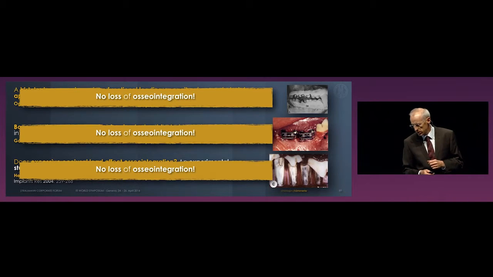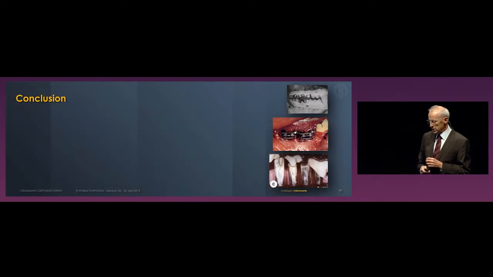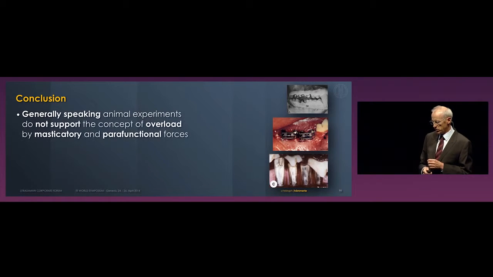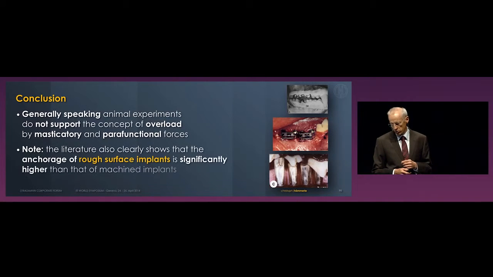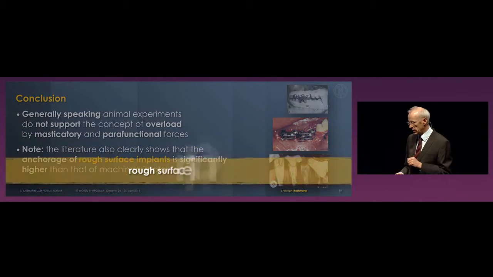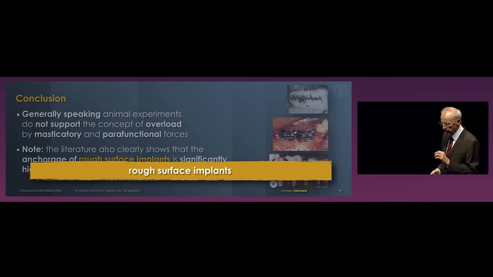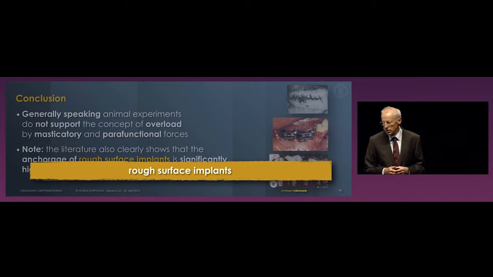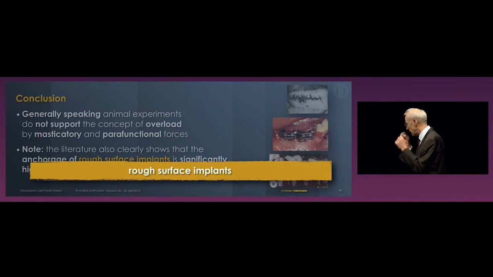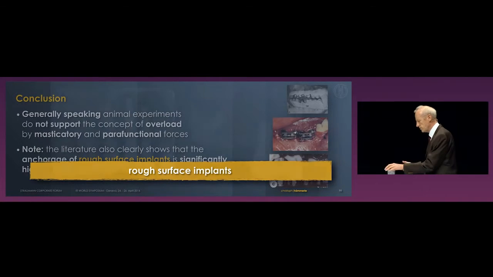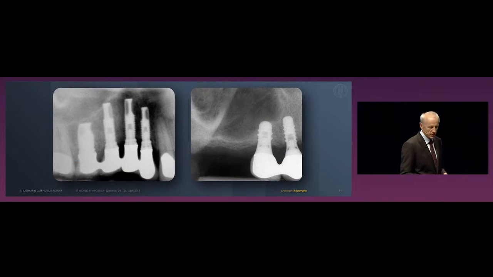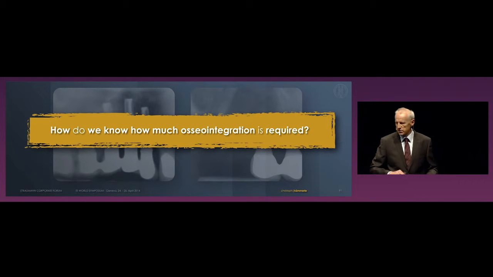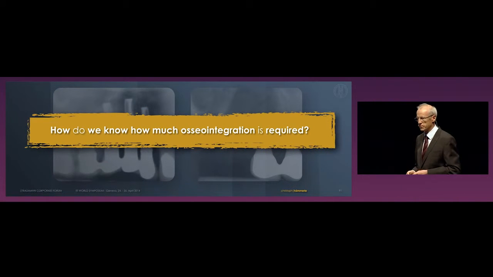So the conclusion from these studies is, generally speaking, animal experiments do not support the concept of overload by masticatory or parafunctional forces. We have to note, however, very clearly, the literature shows that the anchorage of rough surface implants is significantly higher than that of machined implants. So we're only speaking about rough surface implants for the remainder of this presentation. Let's go on. Now, this didn't really help to tell us how much osseointegration is required.